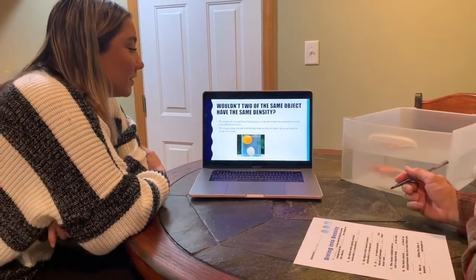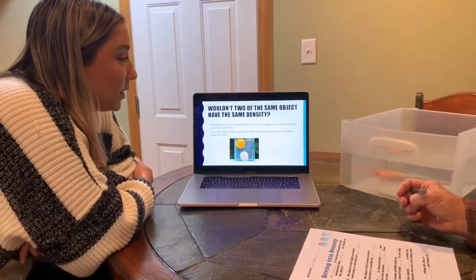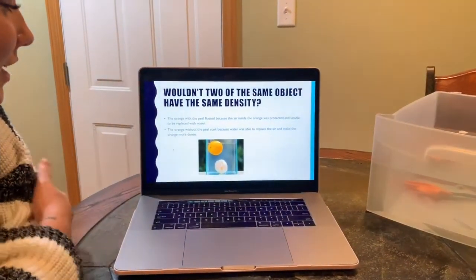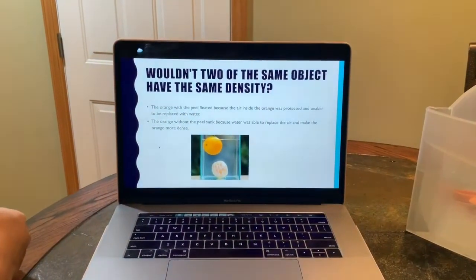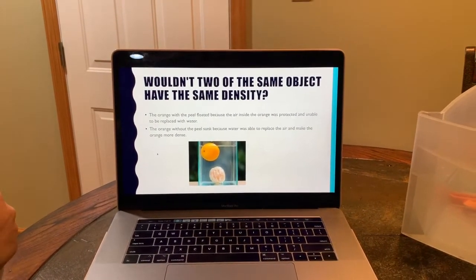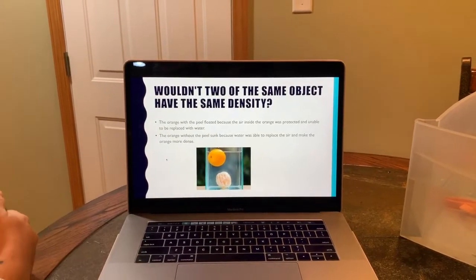But wouldn't two of the same object have the same density? Do you remember when we put the orange with the peel? That's the one I missed. Yep, you missed that one. It was tricky, huh? The orange with the peel floated because the air inside the orange was protected and unable to be replaced by water. So your prediction was kind of on the right track.